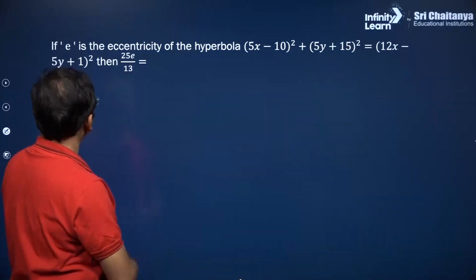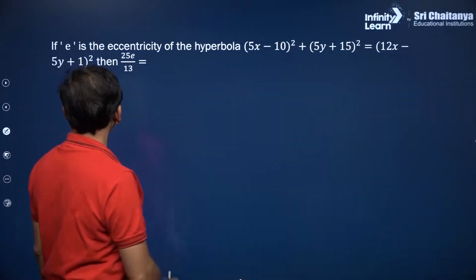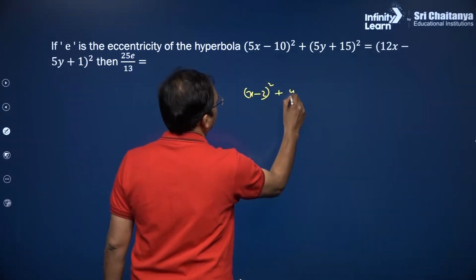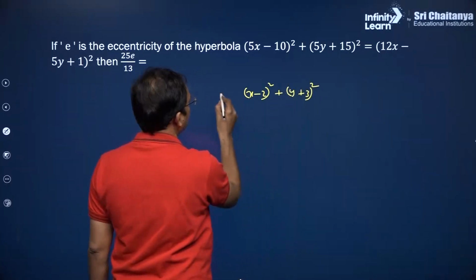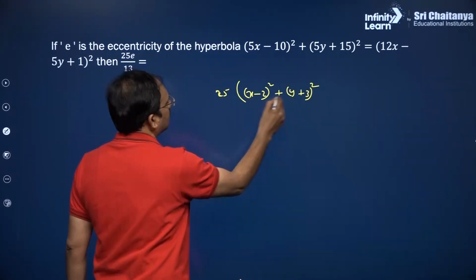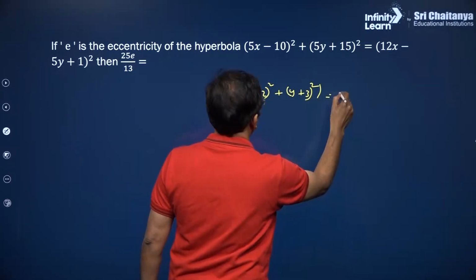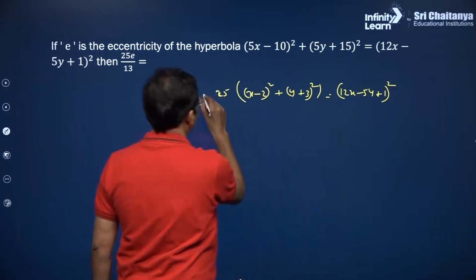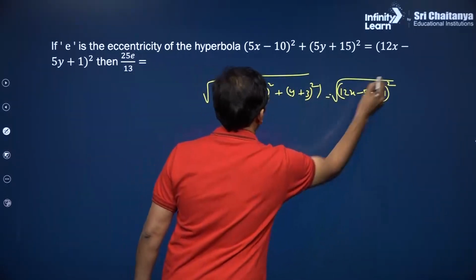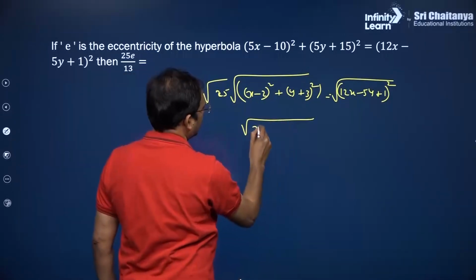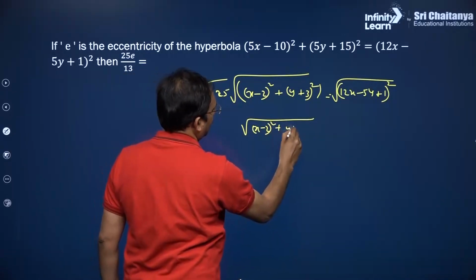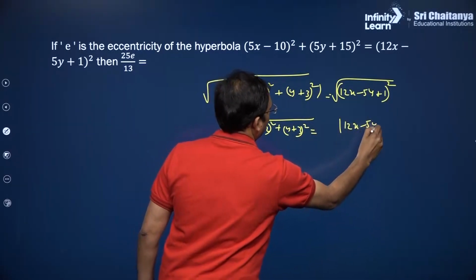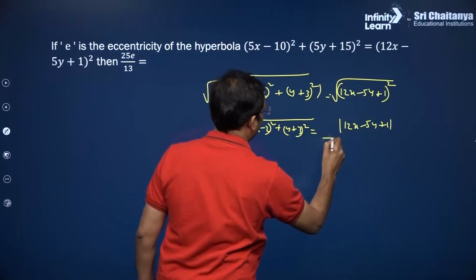Next, my dear friends, e is the eccentricity of the hyperbola. This you can arrange like x minus 2 whole square plus y plus 3 whole square, taking 25 common, is equal to 12x minus 5y plus 1 whole square. You just apply square root on both sides, my dear friends. You are going to get root of x minus 2 whole square plus y plus 3 whole square is equal to modulus of 12x minus 5y plus 1 by 5.